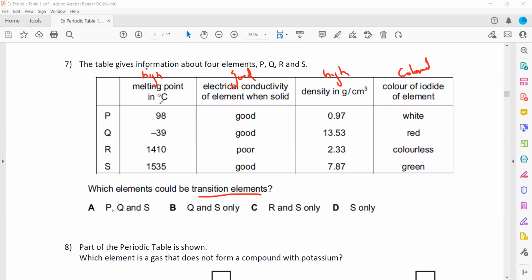So first thing, high melting point. When we check, 98 and -39 are very low melting points. So we are left with two options, R and S. But when you check electrical conductivity, all metals are good conductors. Then they have high density and it will form a colored compound. So it means S is the only transition element in this table. That's why D is the right answer. Is it clear why S is a transition element?